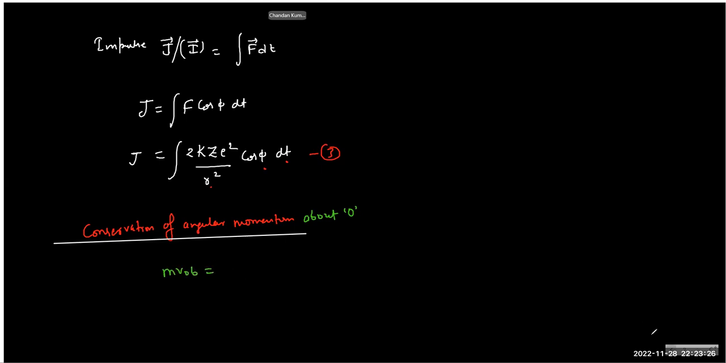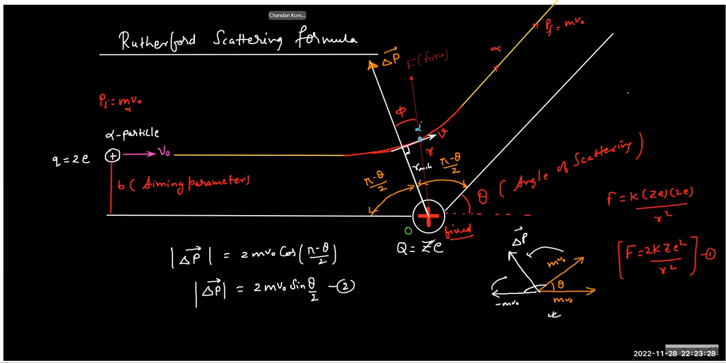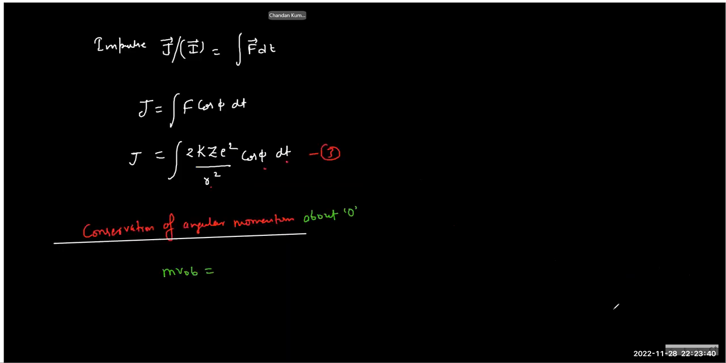At the instant you are trying to move, MVR? No, we don't know the angle. It is not 90, it is some angle which we don't know. So we write as M R square omega. It is like the moment of inertia of a particle about O into omega, I omega. And omega is the angular velocity of the particle with respect to O.